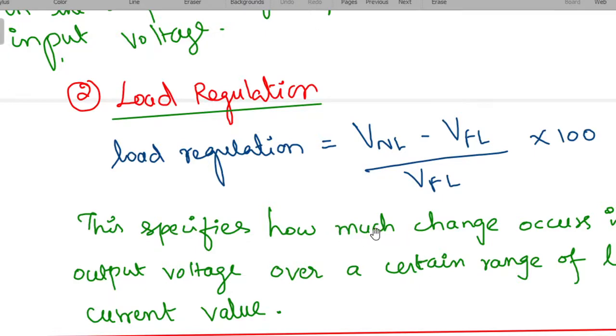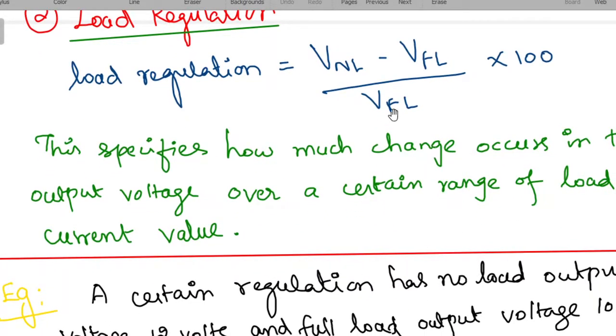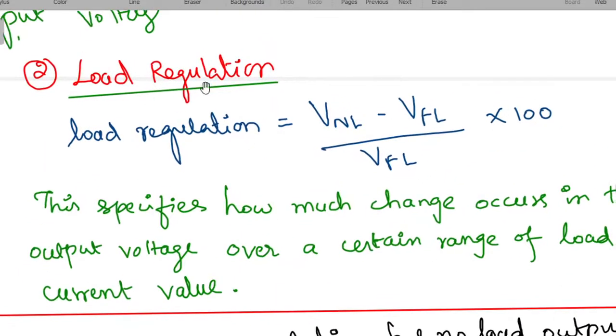So this specifies how much change occurs in the output voltage over a certain range of load current values. If the load current changes, how much change will there be in the output voltage? That is the concept of load regulation.